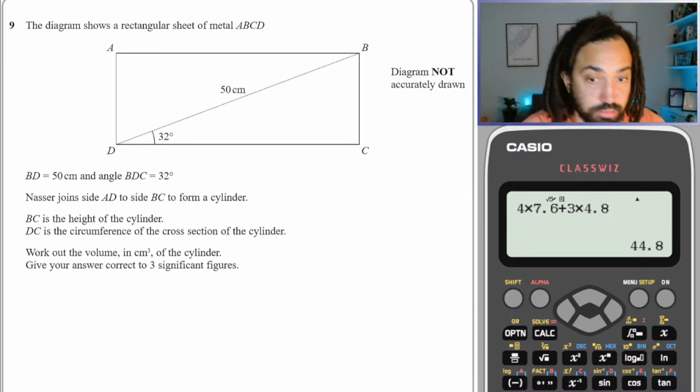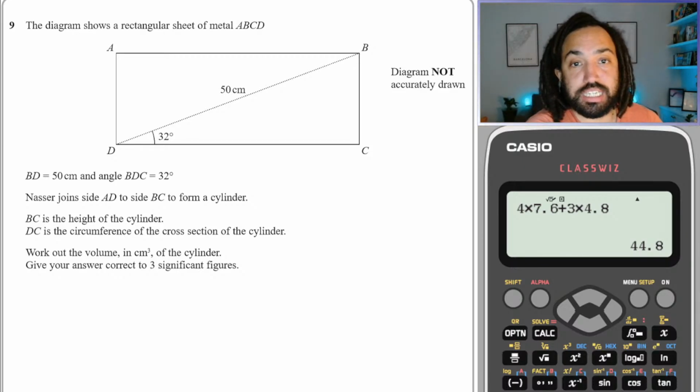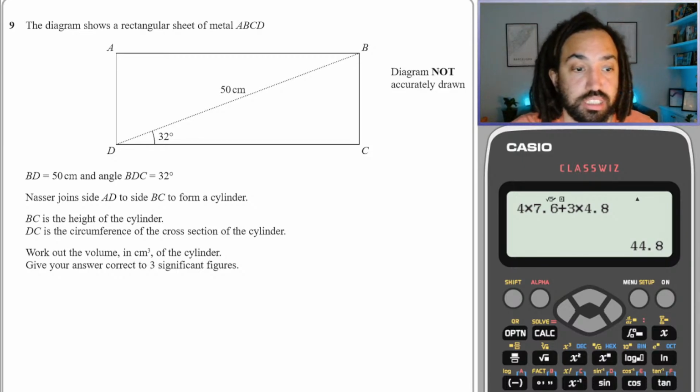This paper is June 2023 2HR. Okay, and this is question number 9, and it says that we've got a rectangular sheet.